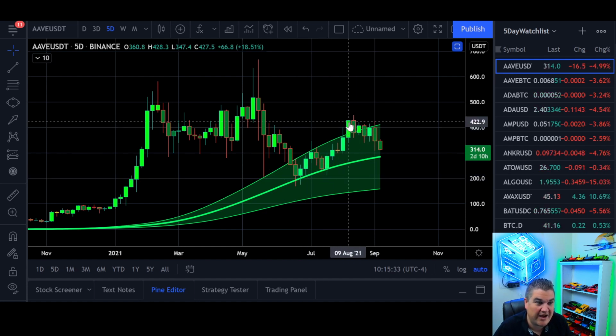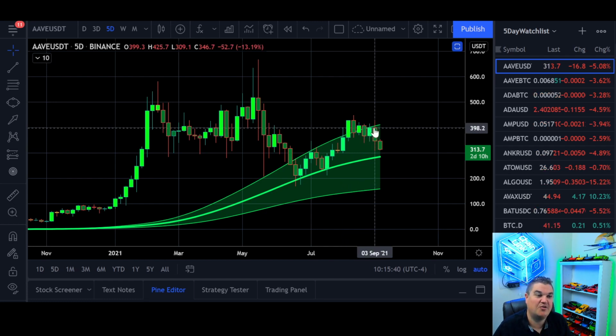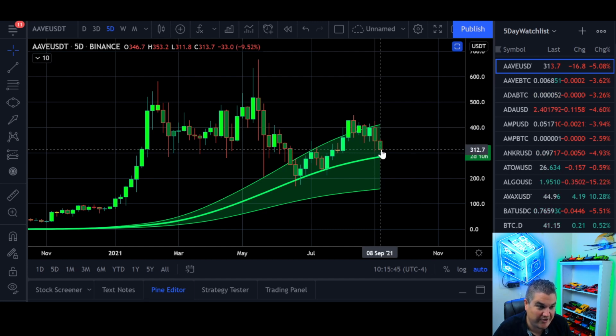So we came out of it, we battled back up, closed one candle outside of it, and then right back in. Close another candle outside of it, and then right back in. So we're struggling to get out of the Gaussian channel permanently. So now we're coming back down.